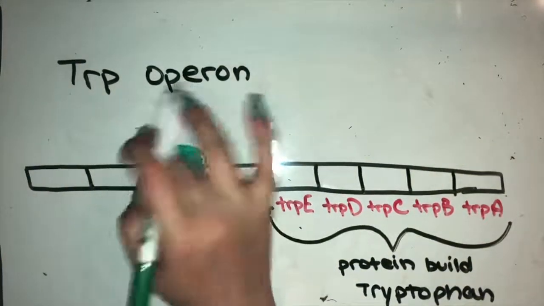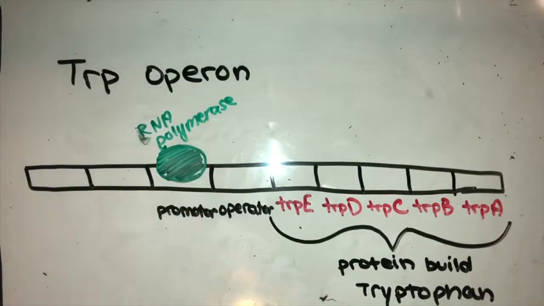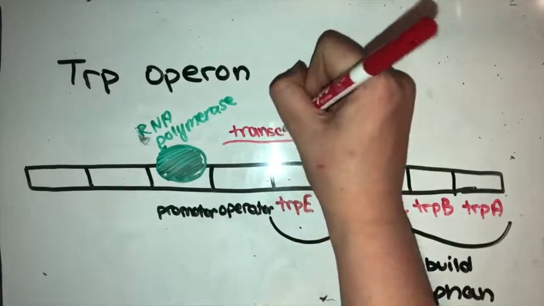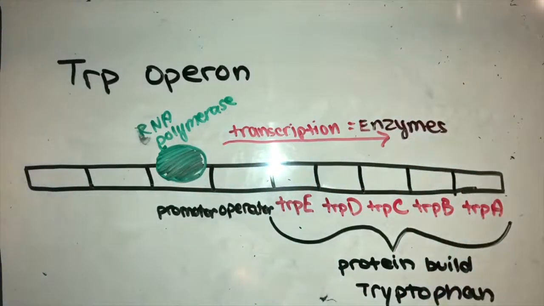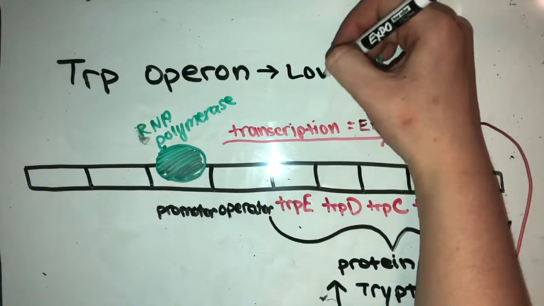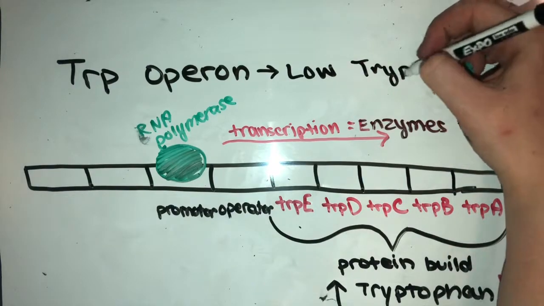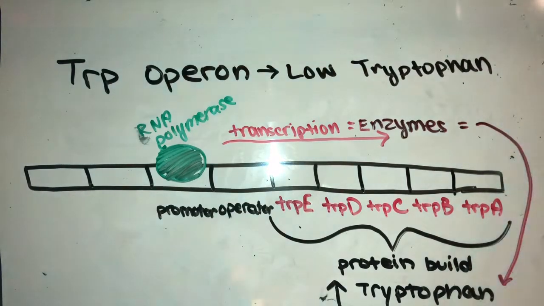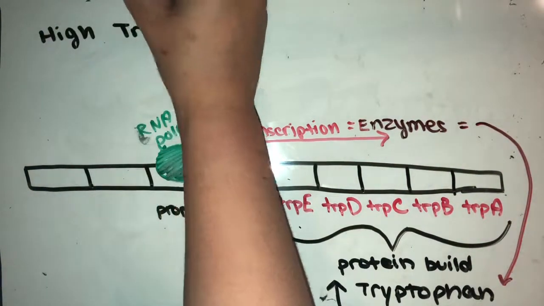Now let's pretend the cell is experiencing low tryptophan. It needs tryptophan as a building block to build proteins. RNA polymerase will bind to the promoter and begin to transcribe the genes into mRNA, which will then be translated into protein. These will then create more tryptophan through the process of tryptophan biosynthesis.